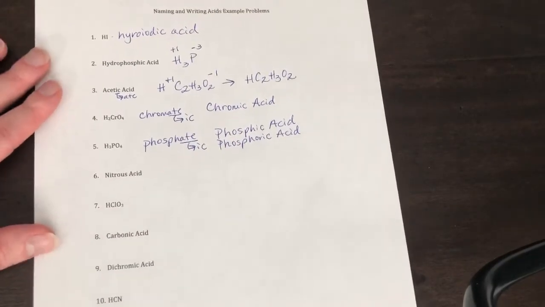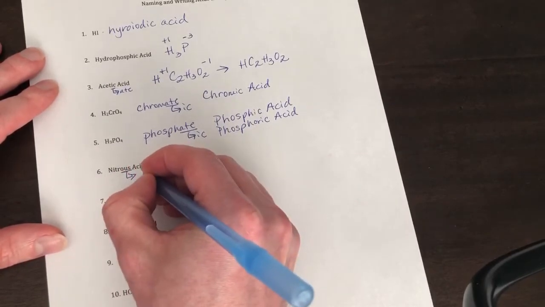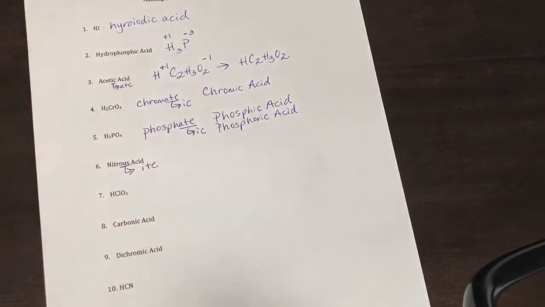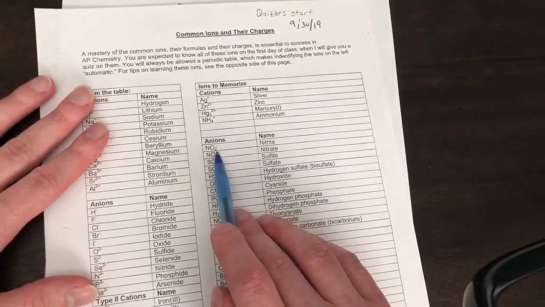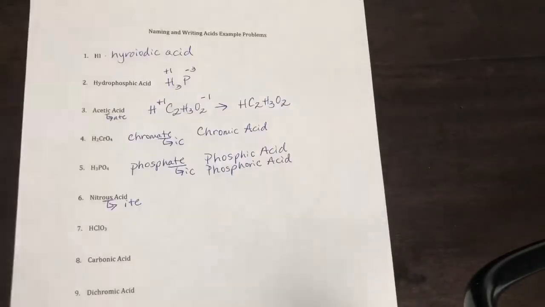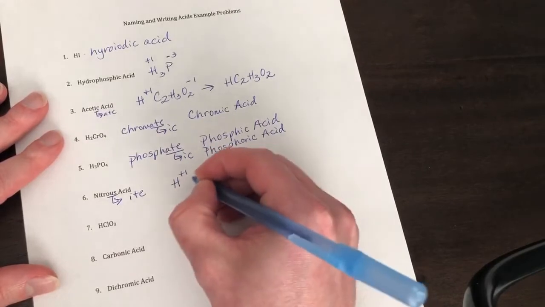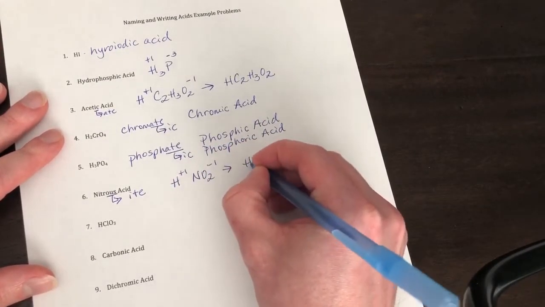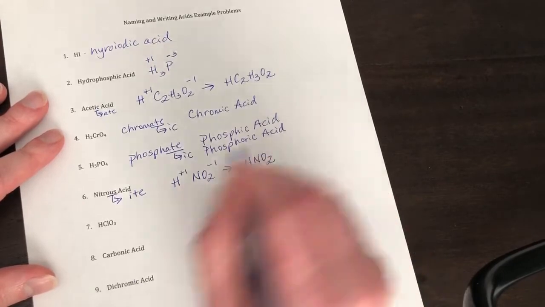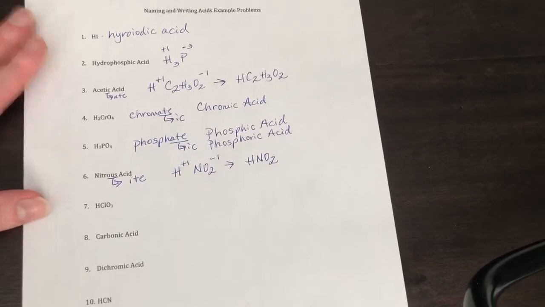Nitrous acid. Okay. OUS goes with ITE ending. Okay. So we're going to go find the nitrite ion. Okay. The nitrite ion is right here. It's NO2 with a -1 charge. So when we write the structure of acids, acids always start with H. Nitrite has a -1 charge. So we get HNO2 like that. There's no need to crisscross because they're equal and opposites.